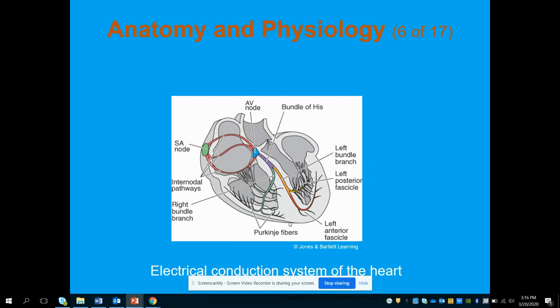So it's important for us to know these different pieces, what kind of heart rate is associated with that, and definitely what the primary pacemaker is, which is the sinoatrial node.